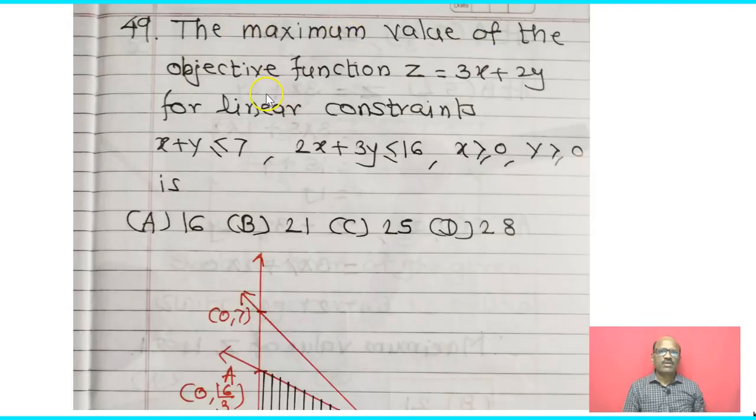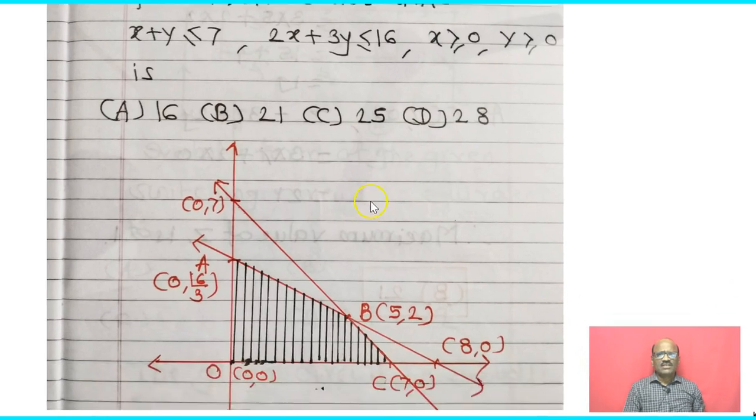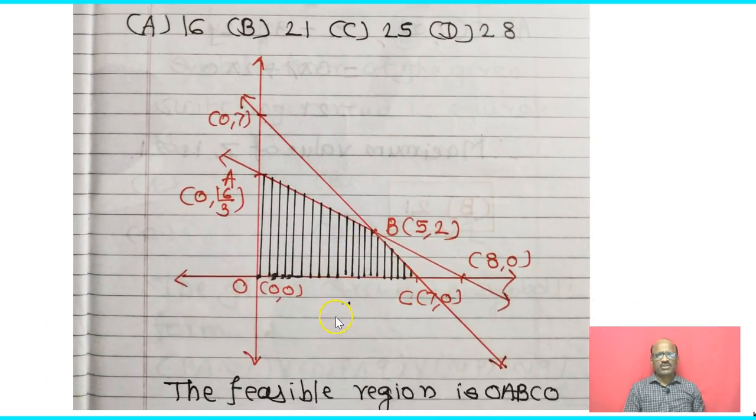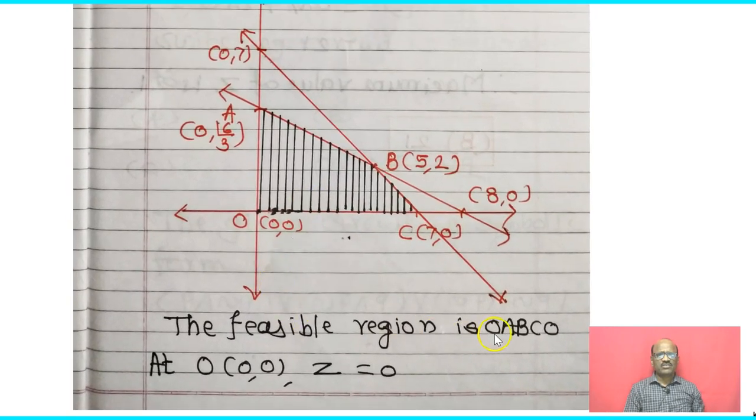The maximum value of the objective function z equals 3x plus 2y, for the linear constraints x plus y less than or equal to 7 and 2x plus 3y less than or equal to 16, for x greater than or equal to 0 and y greater than or equal to 0, is which value? Now this is the graph of these equations, and substituting their point of intersection, the feasible region is OABC.